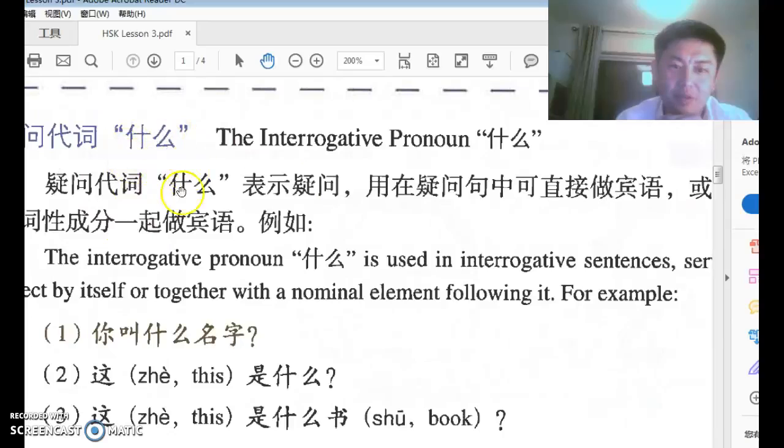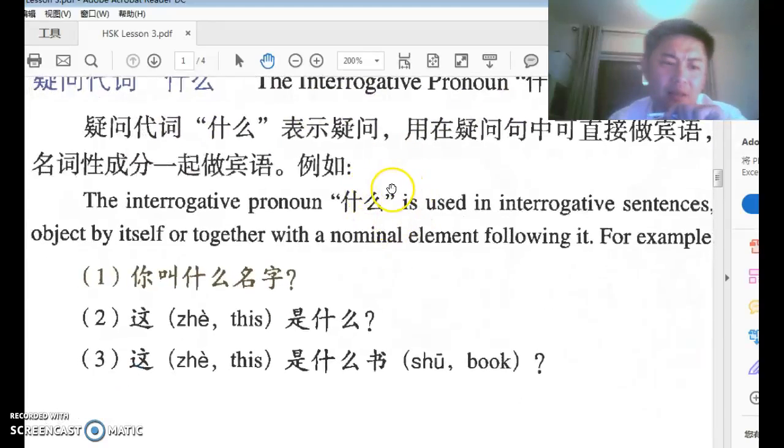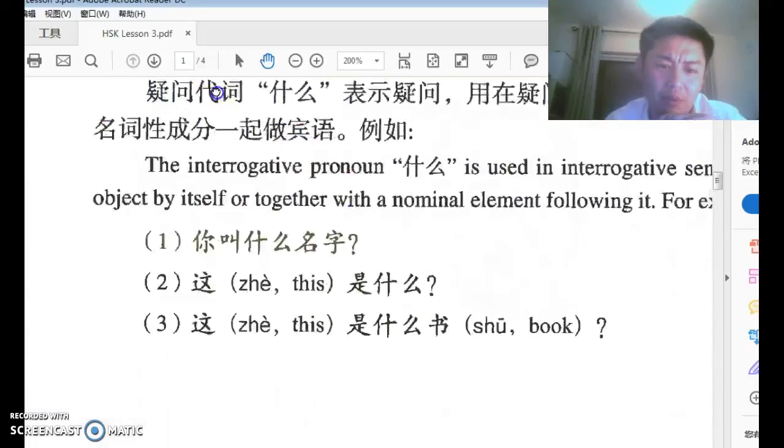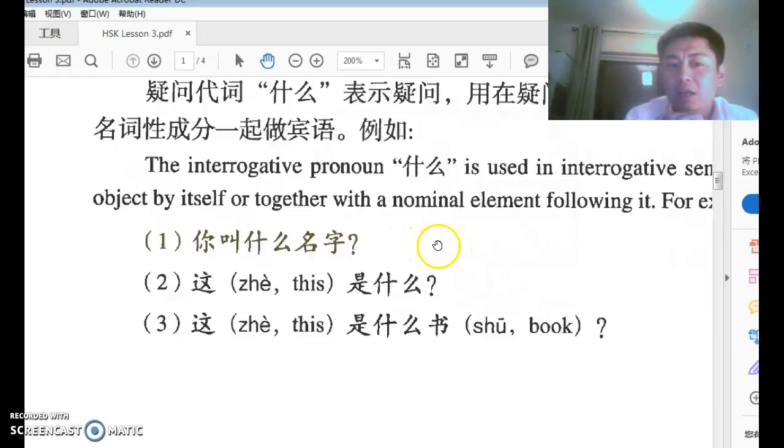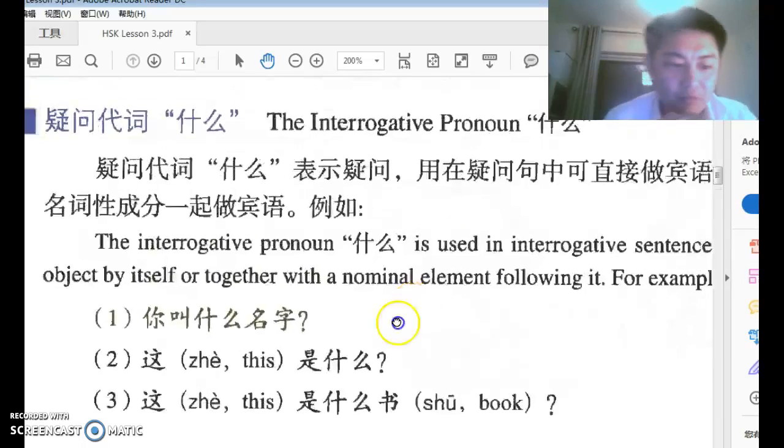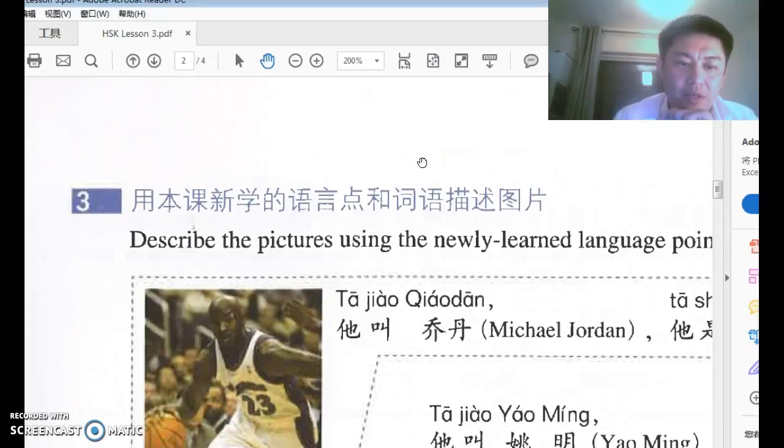This 什么 thing, interrogative pronoun 什么, we will talk about that later. Okay, right now just remember 你叫什么名字 means you called what name, what name are you called, or what is your name? Right, so that's lesson 3.